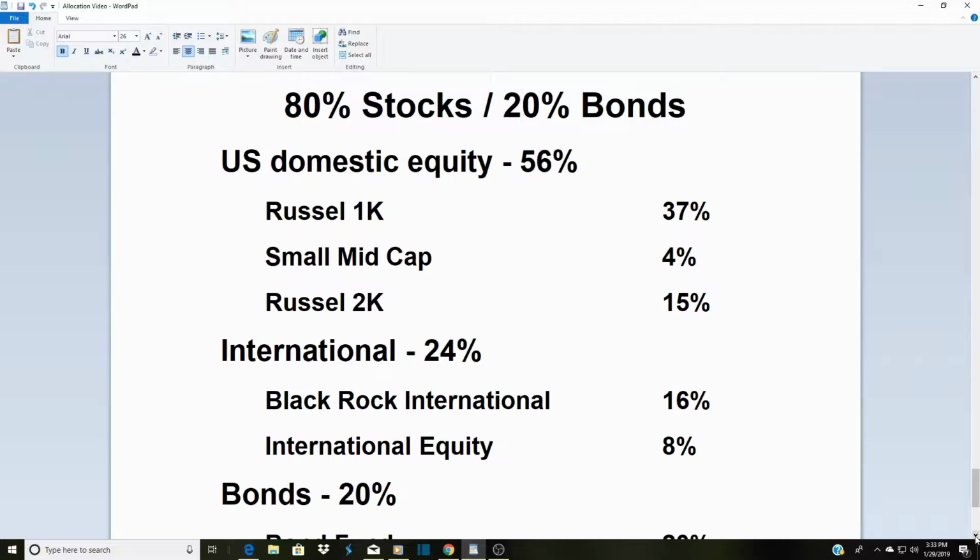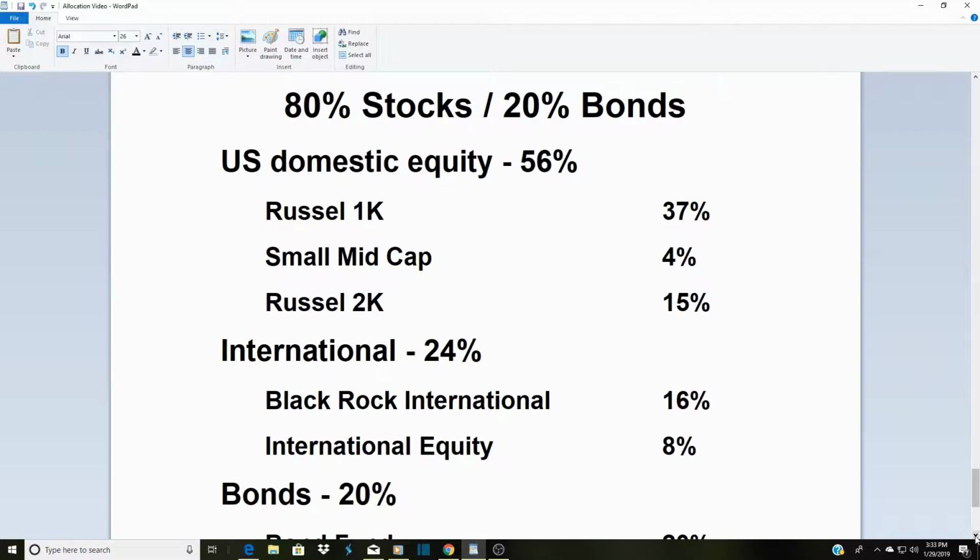Now that I've kind of gone through the reasons that I have the 80% stock, 20% bond portfolio, let's look at how I actually break down each of them. So the U.S. domestic equity at 56%. If you take 80 times 0.7, that gives you 56%. My Russell 1000, I have that at 37%.